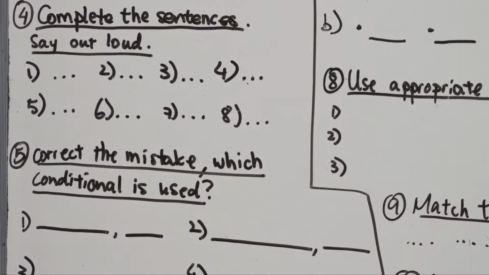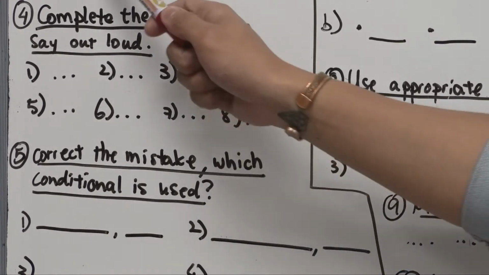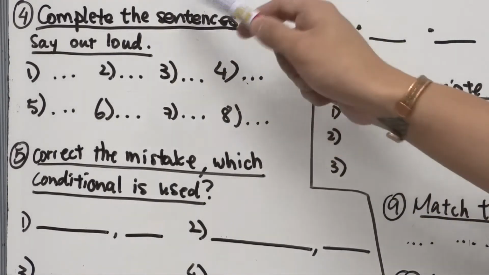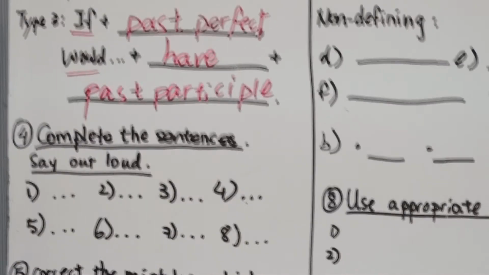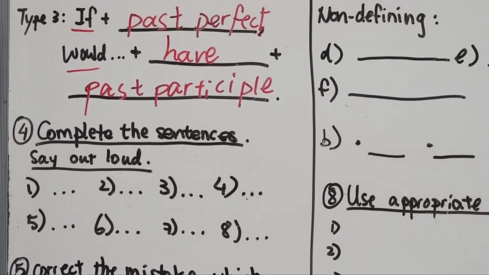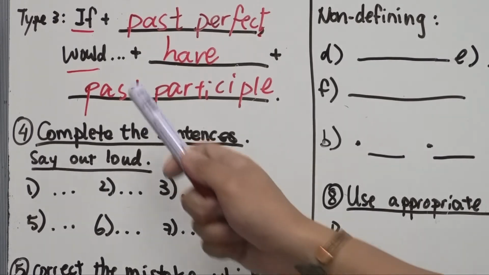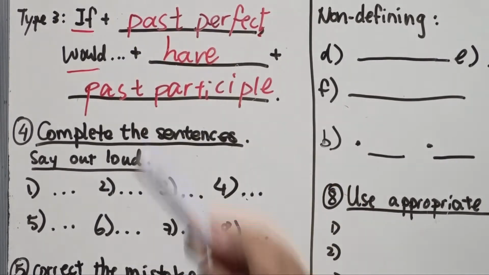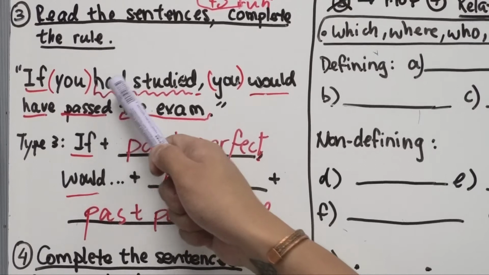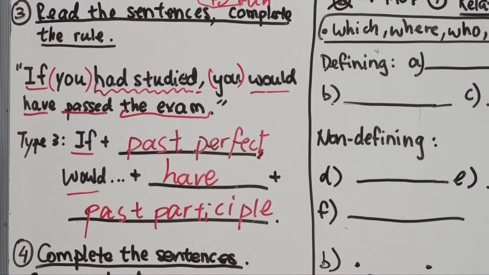Number 5, if Jane had left on time, she wouldn't have missed the train. Missed, M-I-S-S-E-D, the train. Number 6, if I hadn't overslept. So you can put the negative here too. If I had not, right? If I hadn't overslept, I would have gone shopping. Okay, I would have gone, G-O-N-E.